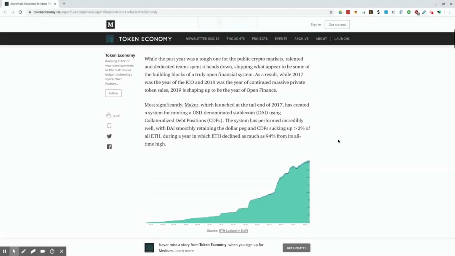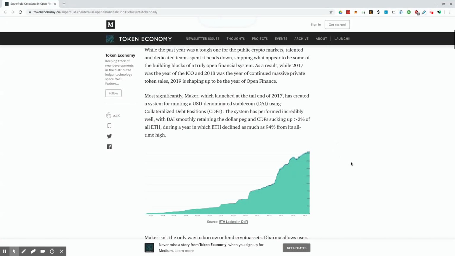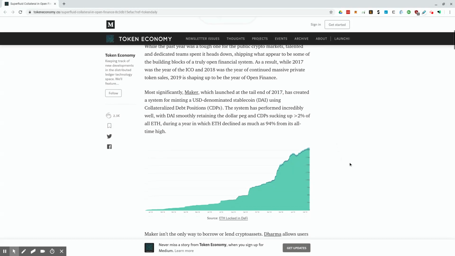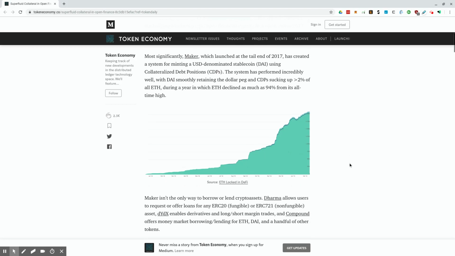Most significantly, Maker, which launched at the tail end of 2017, has created a system for minting a USD-denominated stablecoin, DAI, using collateralized debt positions. The system has performed incredibly well, with DAI smoothly retaining the dollar peg and CDPs sucking up about 2% of all ETH, during a year in which ETH declined as much as 94% from its all-time high.